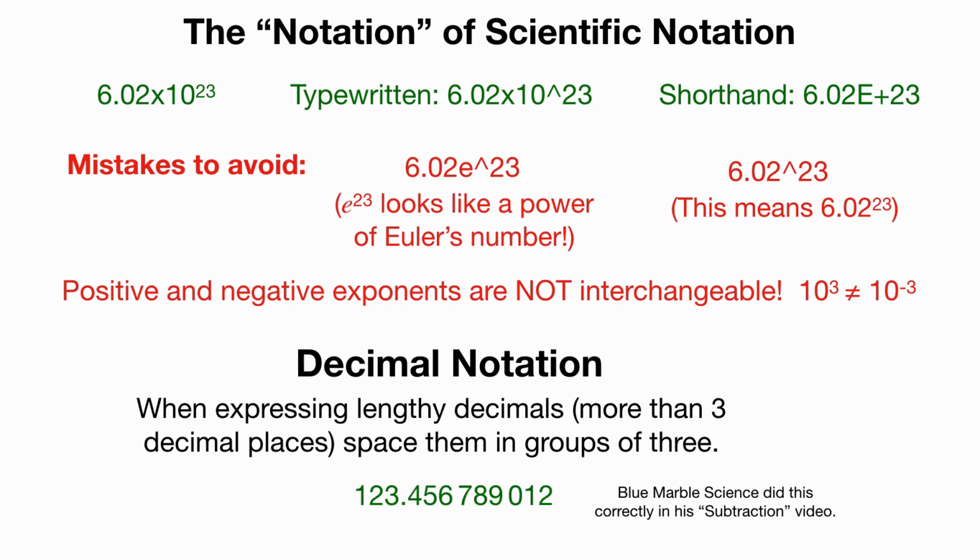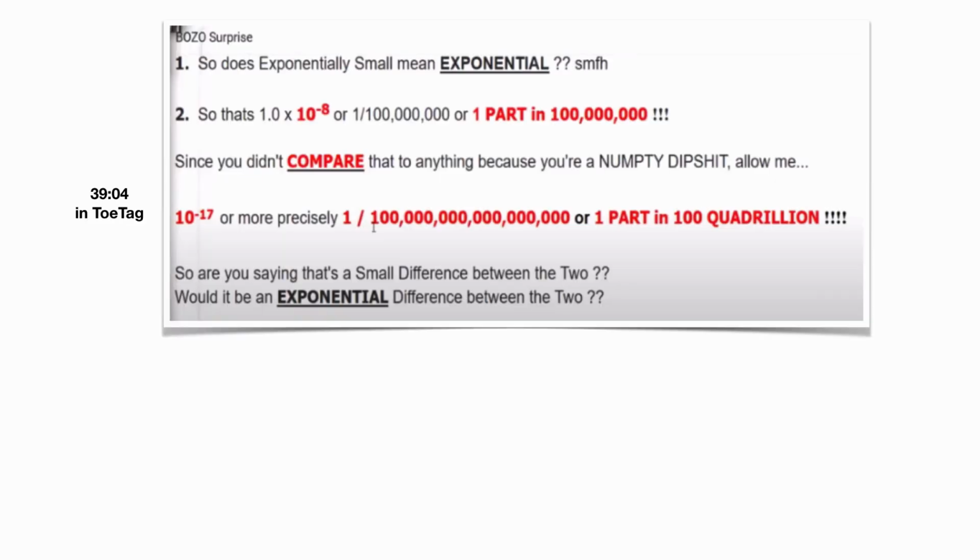And you'll notice that Blue Marble Science did this correctly when he analyzed Quantum Eraser's subtraction error. You space out your decimals in groups of 3. That makes it much easier to read.